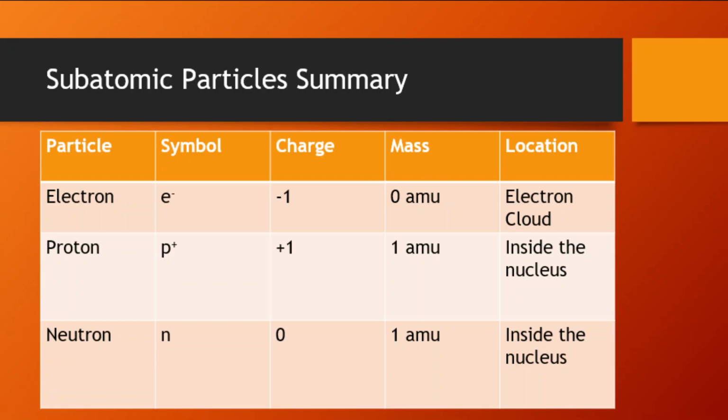And last but certainly not least, you've got the neutrons. So neutron symbol is an N, no superscript, no charges there, letting us know that it's neutrally charged. Charge has a value of 0 here. Its mass is 1 AMU as well. So for every neutron you have, you're going to increase the mass of your atom by 1. And it's found inside the nucleus.